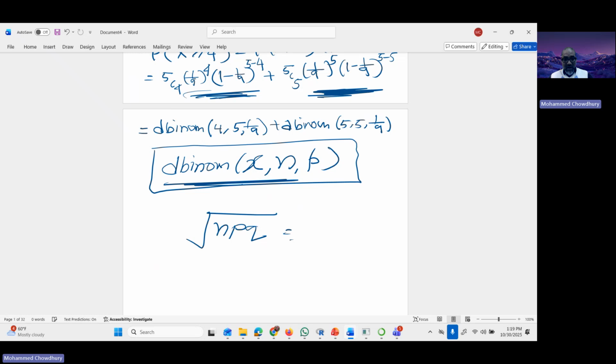So our n equals 25, and the probability of success is 0.36, times the probability of failure, 0.64. That is the standard deviation, okay?